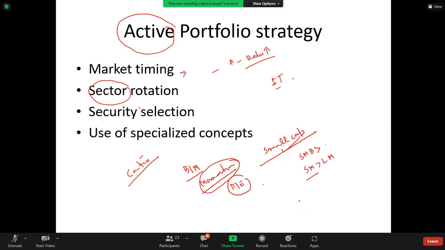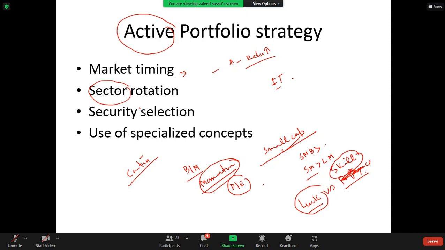So the debate about the performance of mutual fund managers is whether it is based on luck or skill. Was it because of special timing ability, sector rotation ability, stock picking ability, and use of specialized concepts, or was it merely luck that they found an investment strategy which paid off? So it is very difficult to disentangle whether it is because of the skills of the manager or otherwise.